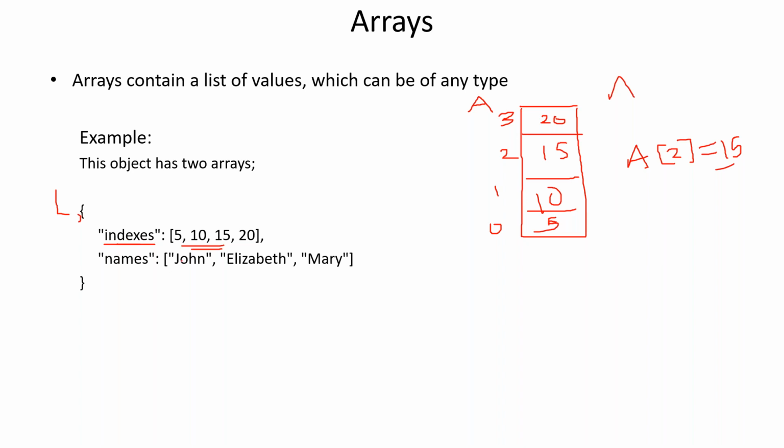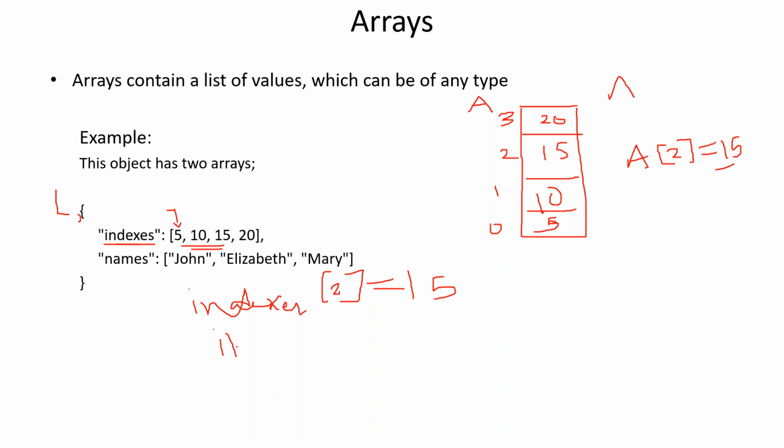So the point is, can I pass an array as a reference as an object into JSON? Very much yes. In the given example, I'm showing you how to pass indexes, which is an array that consists of multiples of 5, 10, 15. Now, if I have to reference that indexes of 2, the value will be popped up as 15.